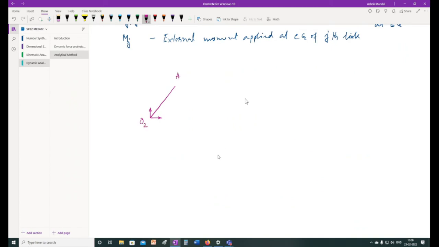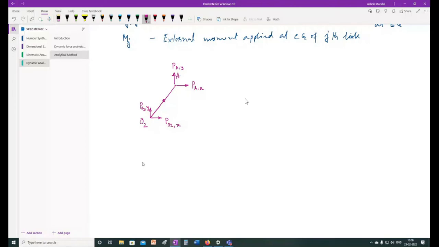The joint forces here, we will call them, without any ambiguity, PO2. It is in the X direction. This is PO2 in the Y direction. Similarly, the joint force here we'll call PA in the X direction, and the joint force here is PA in the Y direction.